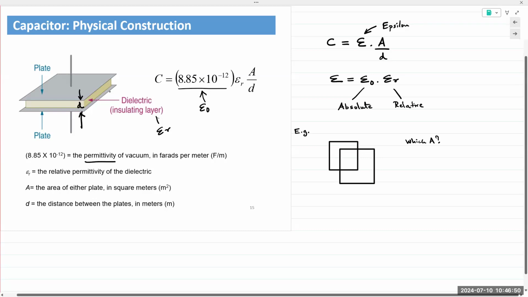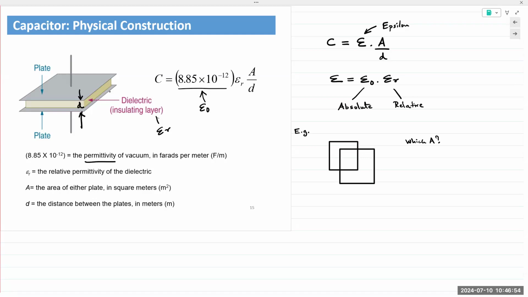The average of the two. One answer is average of the two. Any other answers? It's the smaller.